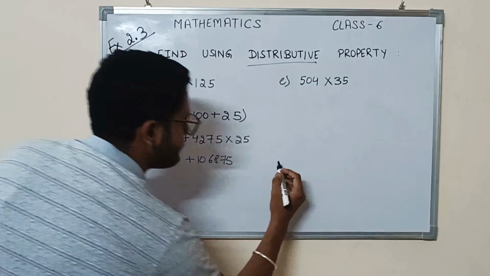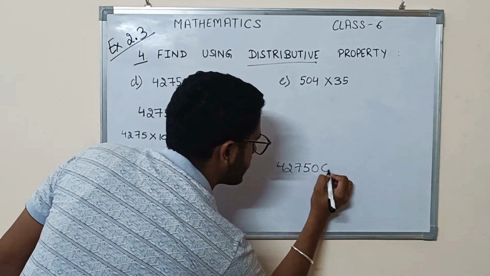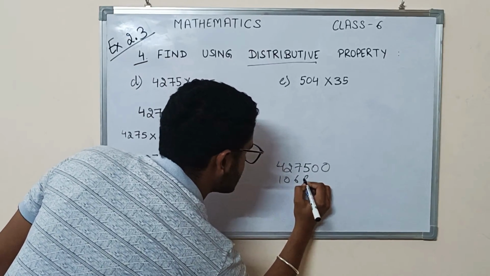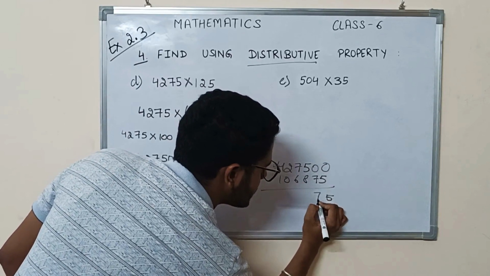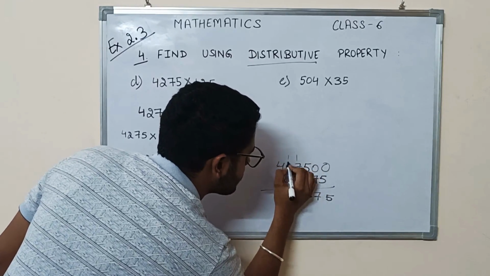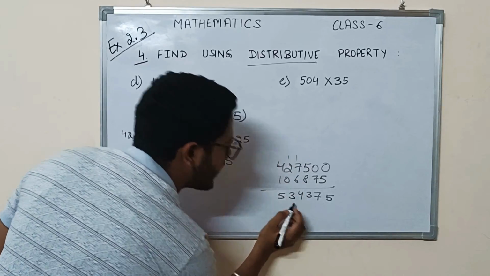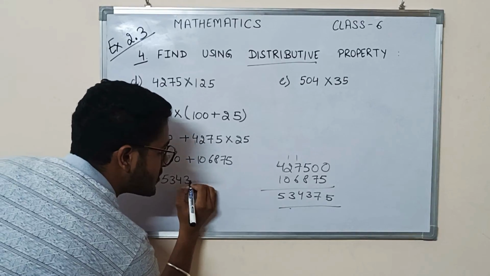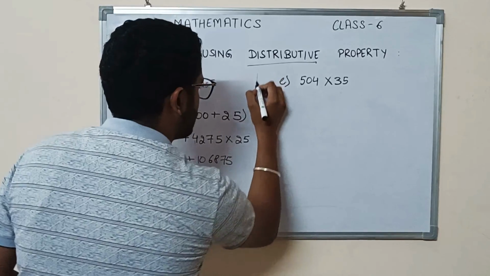Let's quickly add them. 427500 plus 106875. 5, 7, 13, 14, 3, 5. So this will be our answer: 534375. Let's move to the last part.